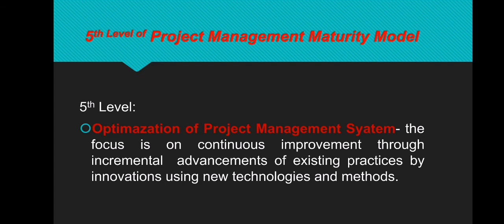So again, the 5 levels of the project management maturity model are ad hoc project management, formal application of project management, institutionalization of project management, management of project management system, and the last is optimization of project management system.